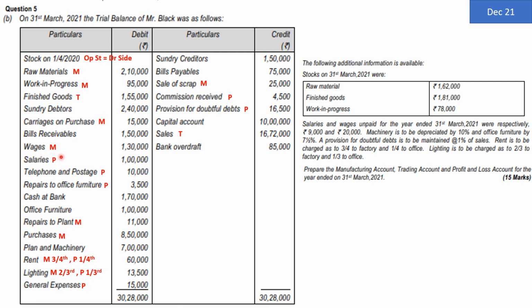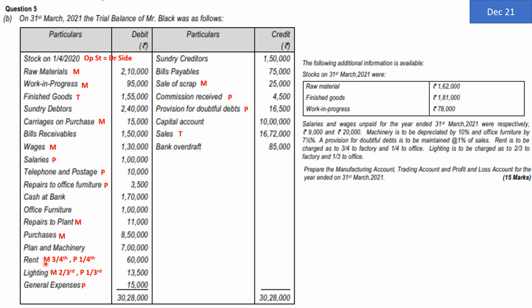Wages will go to manufacturing, salaries will go to P&L, telephone and postage indirect expenditure P&L, repairs to office furniture, office indirect expenditure P&L, cash at bank, office furniture, both of them are assets, so to be ignored. Repairs to plant, plant is required in factory, so it should go to manufacturing account. Purchases of raw materials, so manufacturing account. Plant and machinery is asset, so ignore the same.